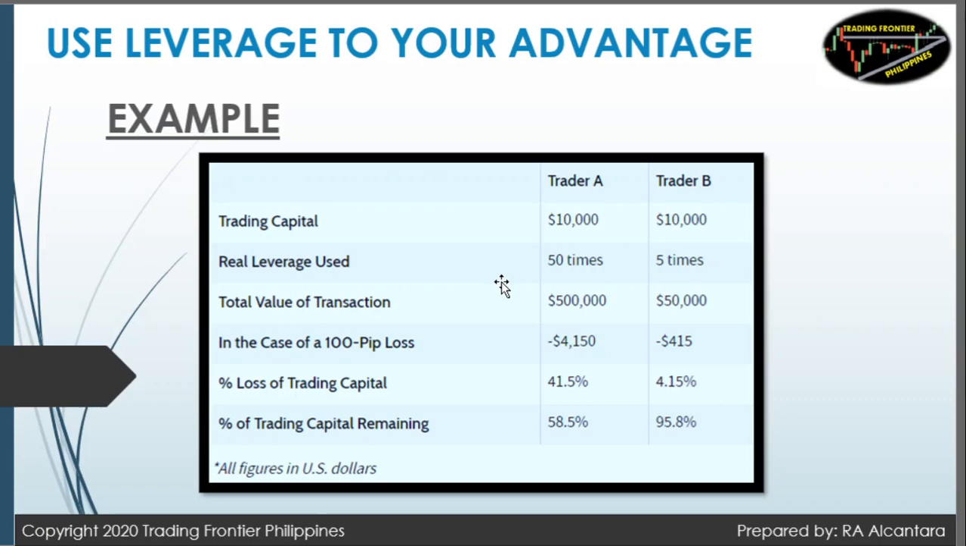So right now the total value of transaction is $500,000 for trader A, and for trader B is only $50,000. So let's say both of the traders lose, right? In the case of a 100 pip loss, again, our profits and losses are computed based on the movement of the price through what we call a pip, or percentage in point.